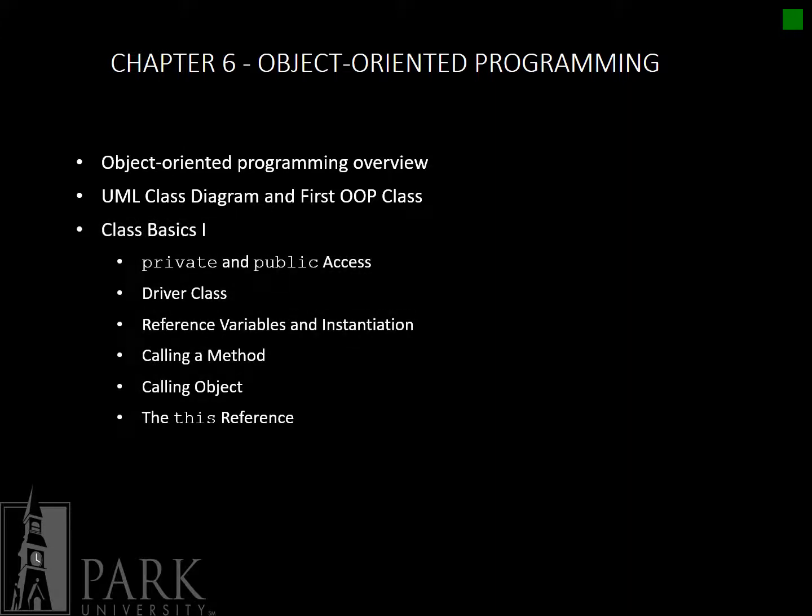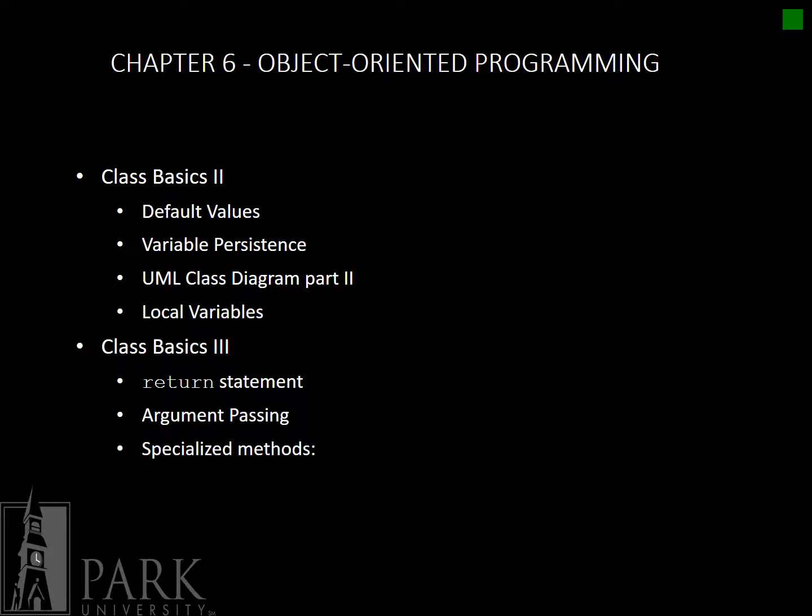Then we're going to go into some of the basics of object-oriented programming, talk about several concepts like access modifiers, writing a driver class, reference variables, calling methods and objects, this reference. We're also going to look at class basics, part 2, default values, more UML, talk about local variables, and finally we'll talk about return statements, argument passing, and some specialized methods that you're going to use in object-oriented programming. So without further ado, let's go ahead and get started.